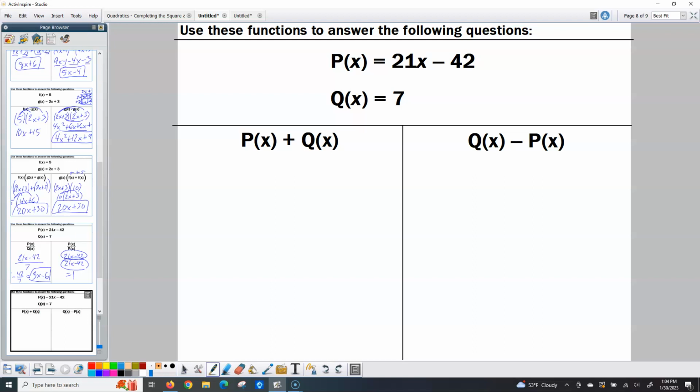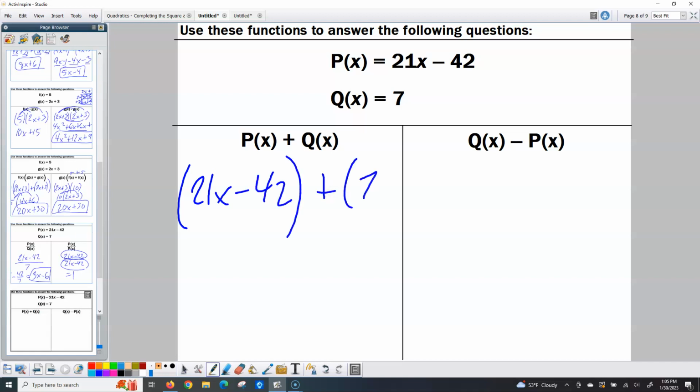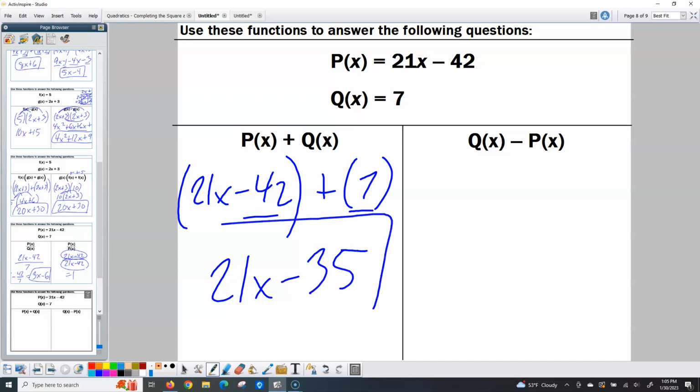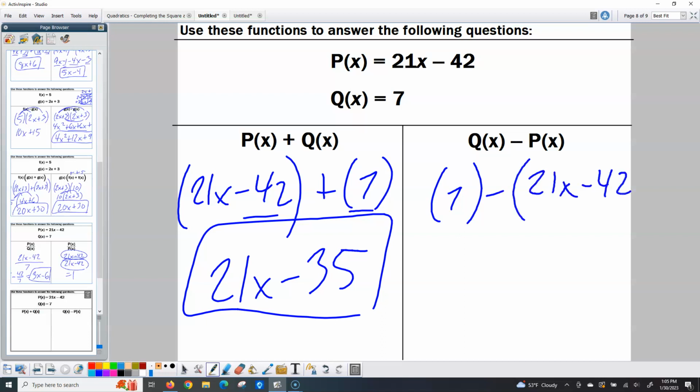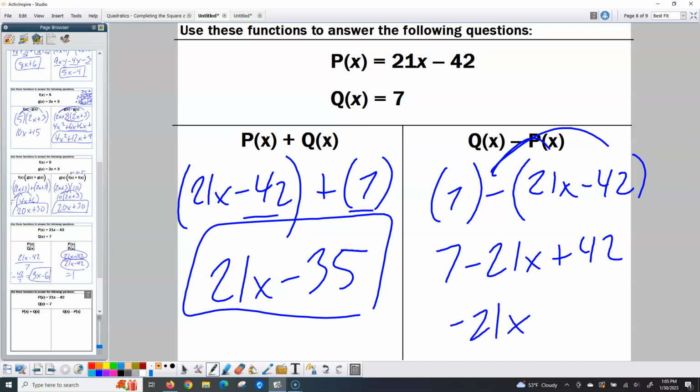Next, P of x plus Q of x. This is 21x minus 42 plus 7. We just got a plus sign, so let's add our like terms. That's 21x minus 35, I think. Check that in your calculator. Q of x minus P of x, 21x minus 42. So I got to distribute that negative sign. That's 7 minus 21x plus 42. So give me negative 21x plus 49.